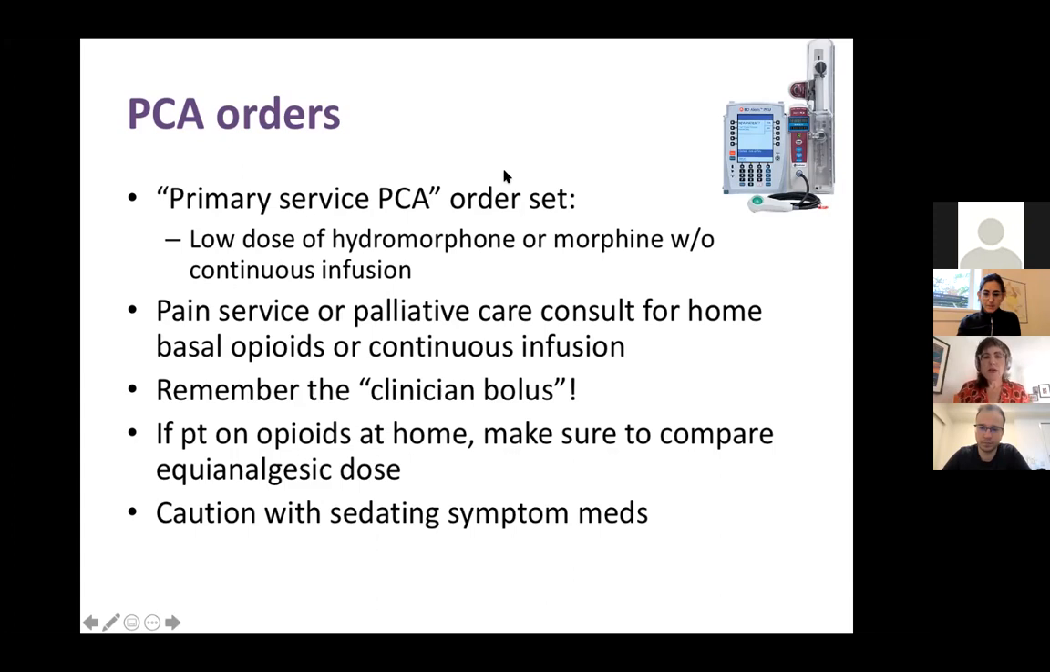The order set includes the option of giving folks a number of medications for symptoms, Benadryl, and a number of antiemetics. For the most part, I uncheck anything that is sedating when I put somebody on a PCA, so that if they get sleepy, I know whether it's from the PCA or from their Benadryl or their Phenergan.